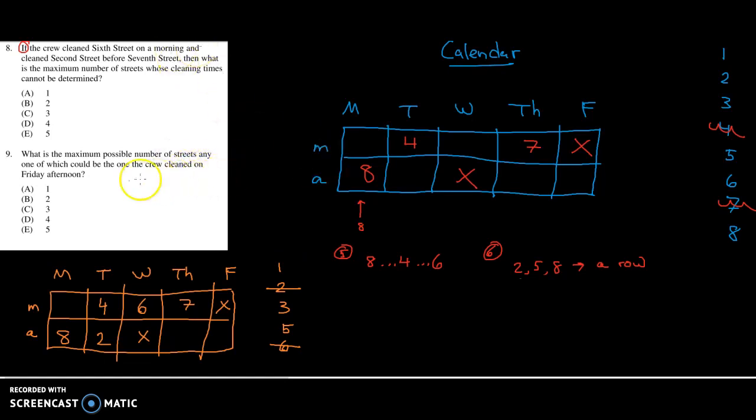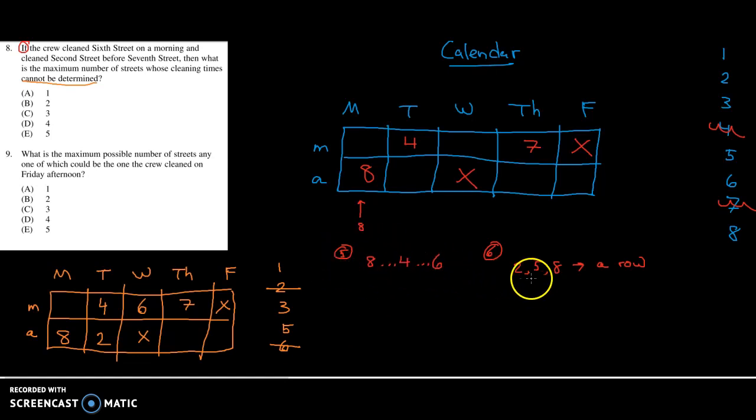All right, well, what's the question? What is the maximum number of streets whose cleaning times cannot be determined? Well, that's just code for we've got slots where you could put pretty much more than one thing in there. Well, okay, we have 3 slots left, and we have 3 pieces left. Are there any restrictions? Are we forced to put any of these pieces in any one of these slots? Well, no, right? There's no rules involving 1, 3, and 5 here, right?